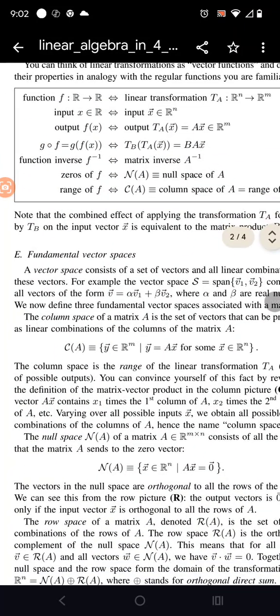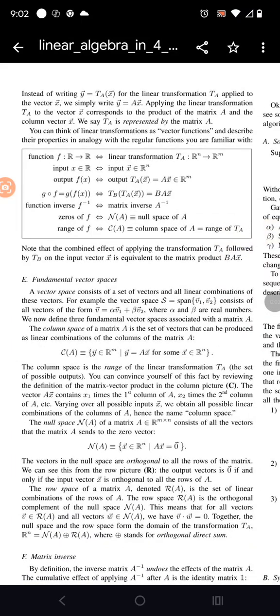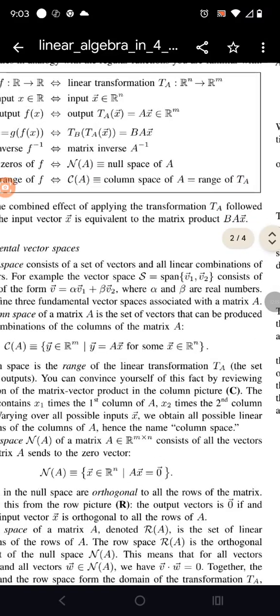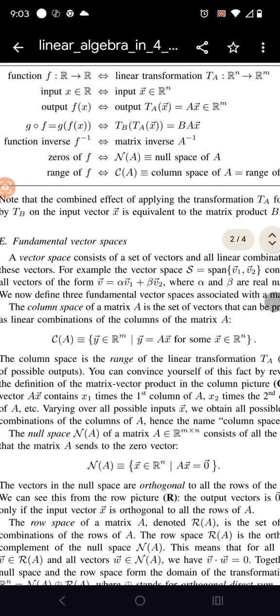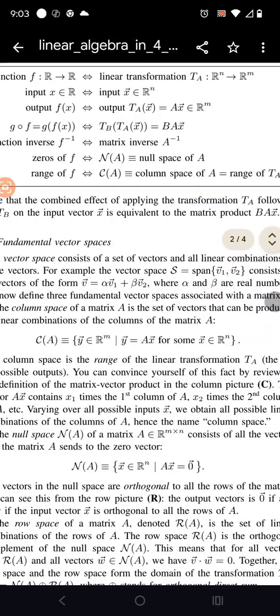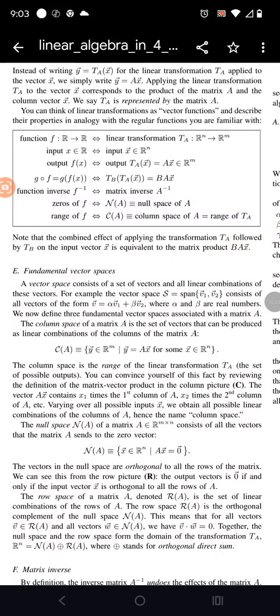So now let's take a look at vector spaces. A vector space consists of a set of vectors and all linear combinations of these vectors. So the vector space S equals the span of v1, v2 and consists of all vectors of the form alpha v1 plus beta v2, where alpha and beta are real numbers.